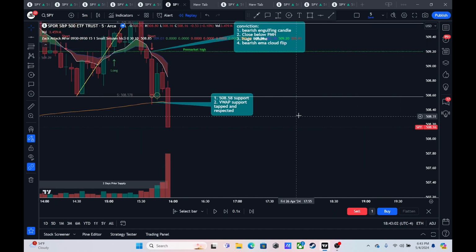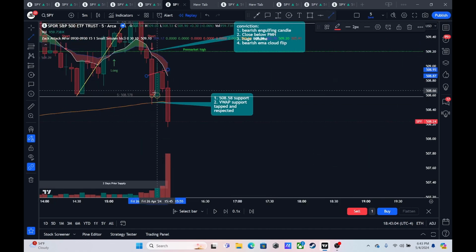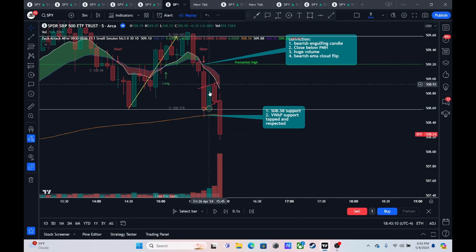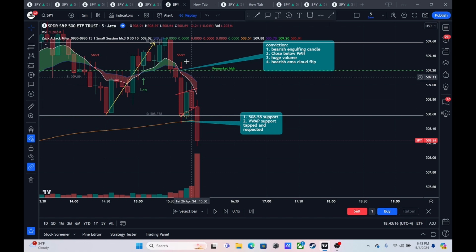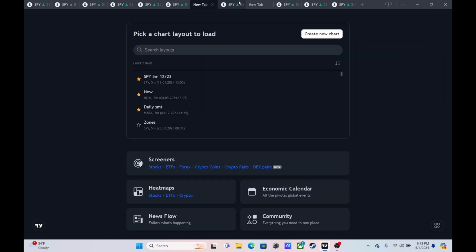Now, in the end, this ended up being somewhat of a flag and then dumping way below VWAP here for a nice profit. However, because there was some opposing conviction there, I wouldn't have taken the trade, and I didn't take the trade, and that's why it's important that we do some further analysis on any kind of signal or setup to make sure that we are looking for the best risk to reward.